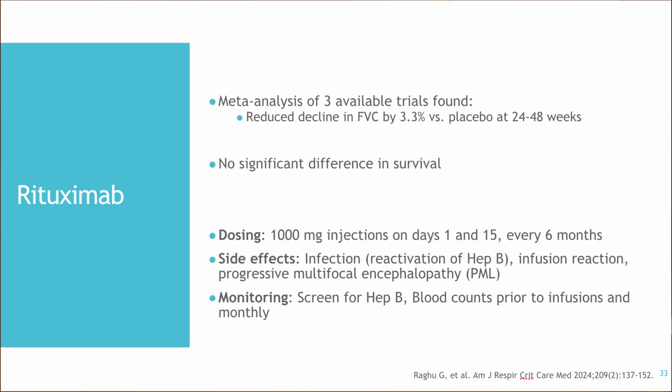This is an injection, and so typically you get an injection on day 1 and day 15 of the month, and every 6 months we'll repeat that. Infection is sort of a main side effect of rituximab. It suppresses the immune system to a greater extent than mycophenolate, and so I think infection is more common with rituximab. Reactivation of hepatitis B is a really important consideration. You can have infusion reactions. And then there's a very rare side effect, but can be very, very deadly.